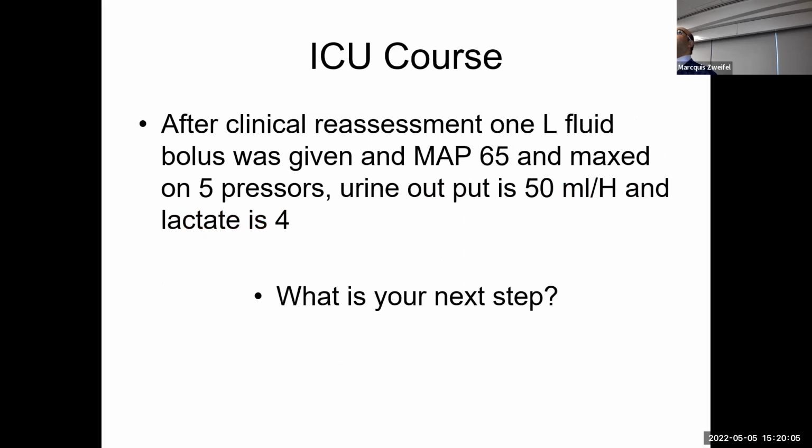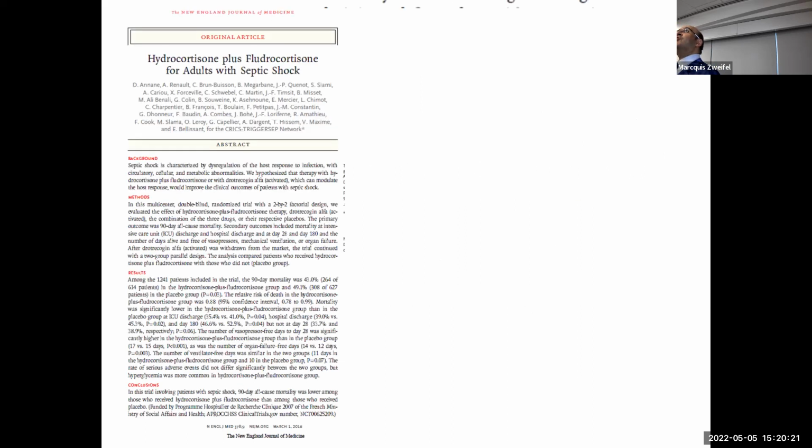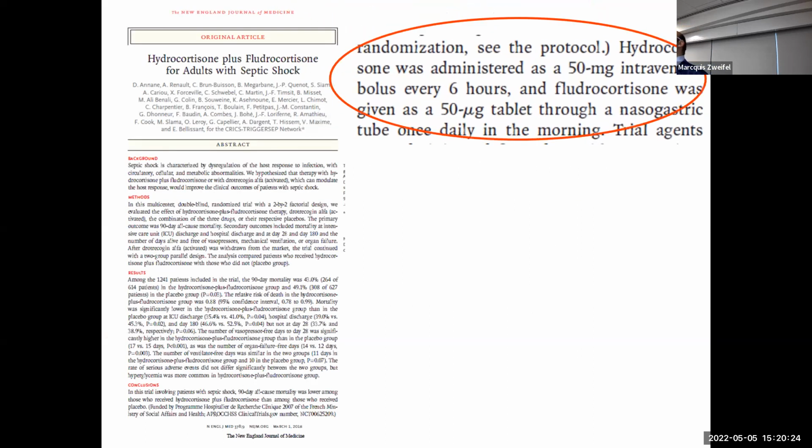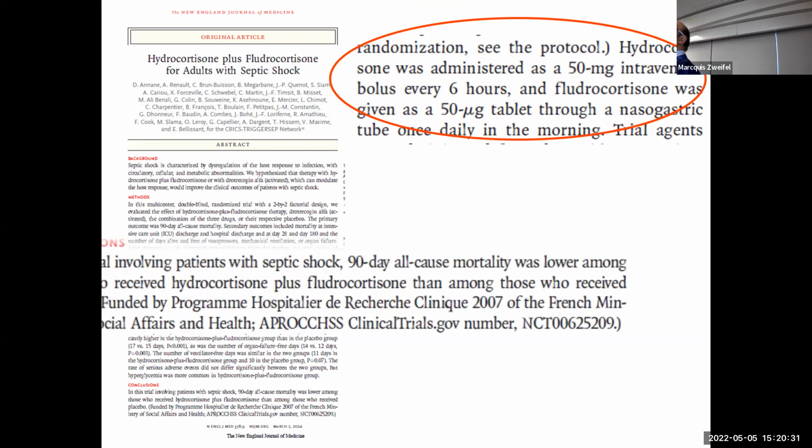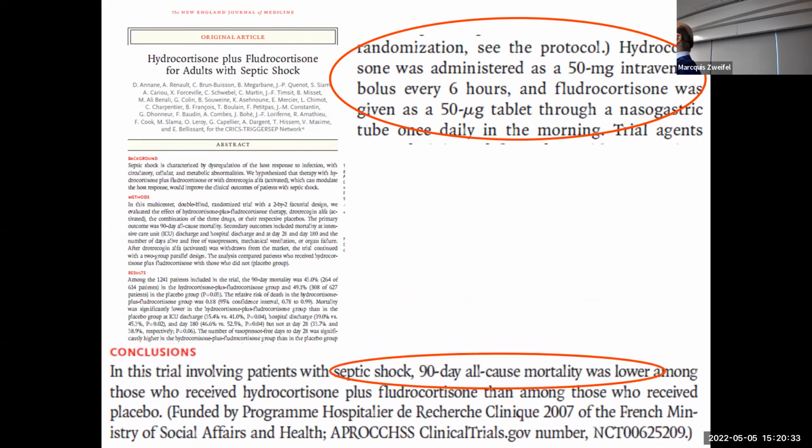Make sense? So now he's on 5 pressors, MAP 65, and he's maximized on the 5 pressors. His urine output is 50 ml, at goal, and your lactic acid is 4, getting down. But you are maximized on 5, so you need to start the steroid. This is a study that showed 50 Q6 hydrocortisone plus 50 microgram of fludrocortisone improved mortality of patients with septic shock. I'm not sure why they didn't take this study.